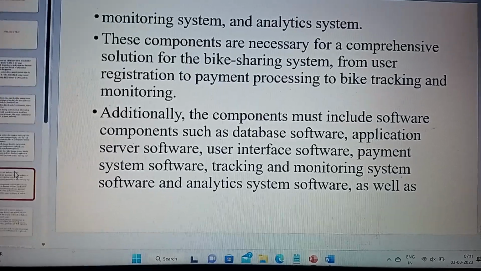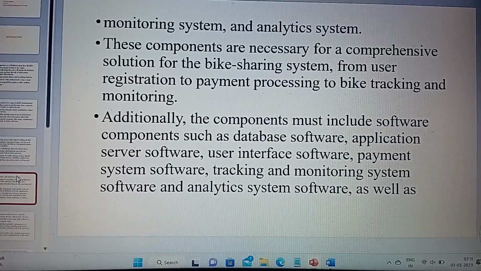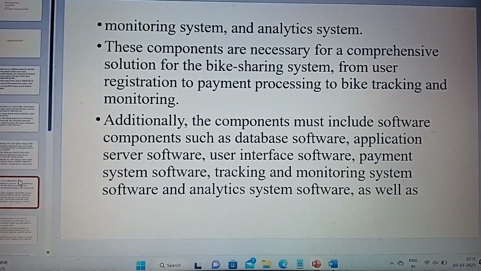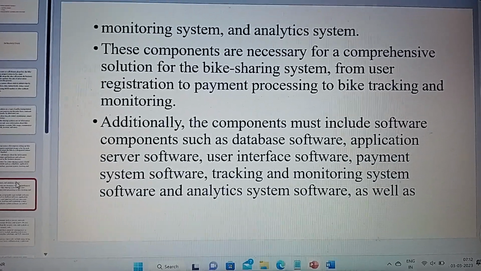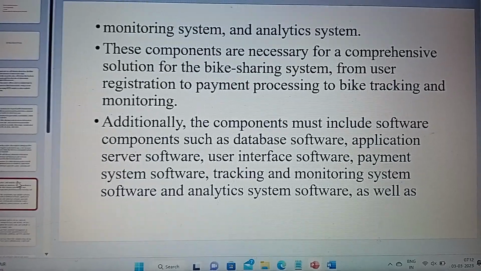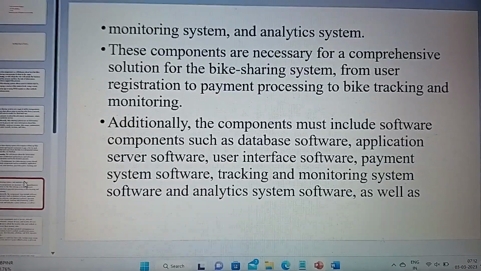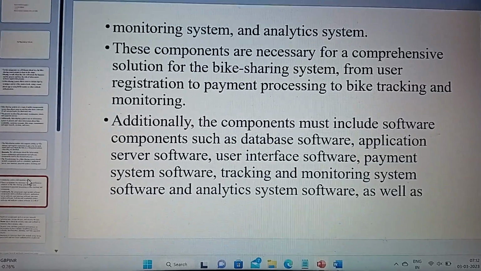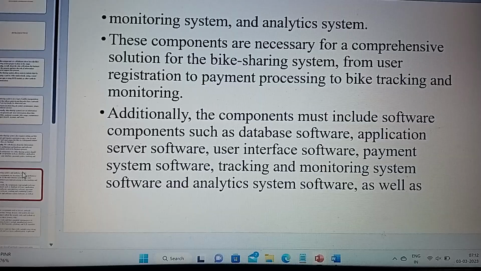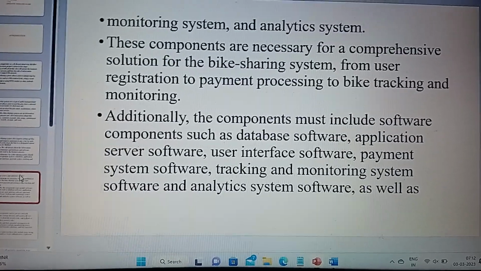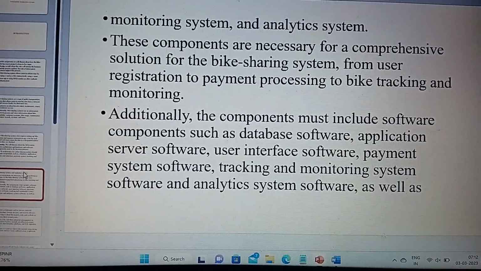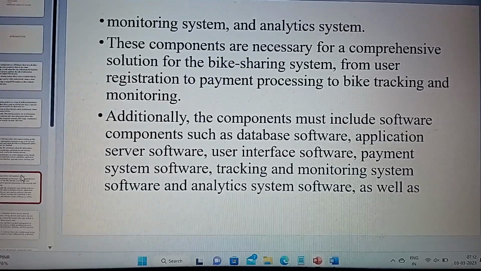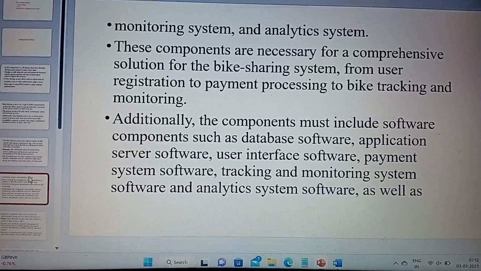These are all included in the information system architecture to give clarity about the information systems. These components are necessary for a comprehensive solution for a bike sharing system, from user registration to payment processing to bike tracking and monitoring. Additionally, the components must include software components.